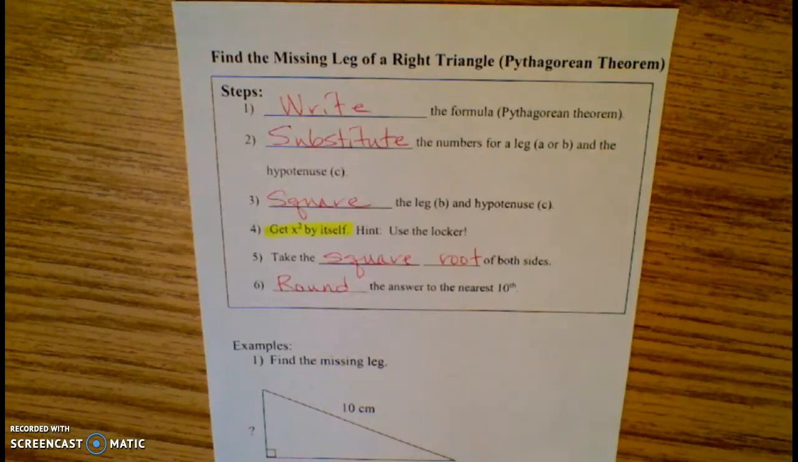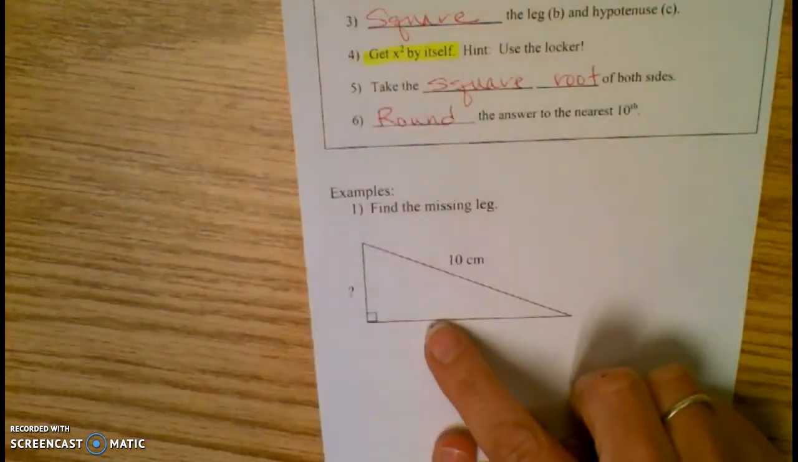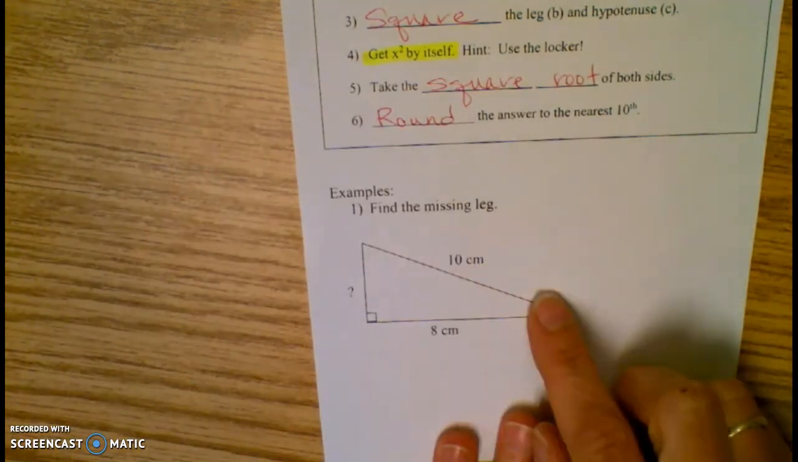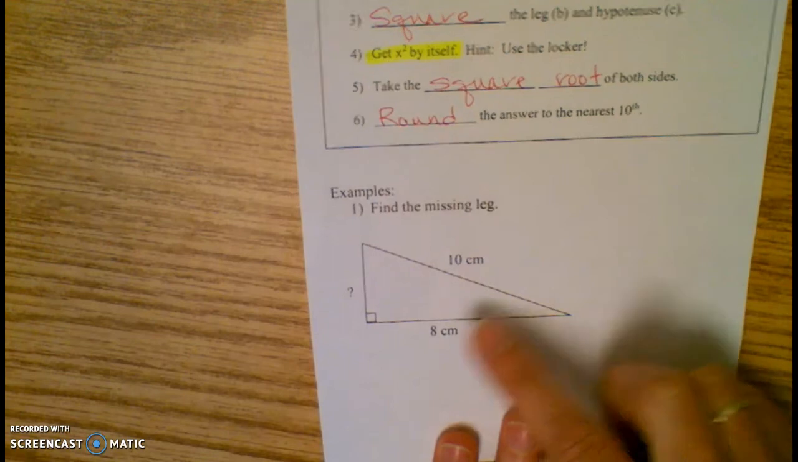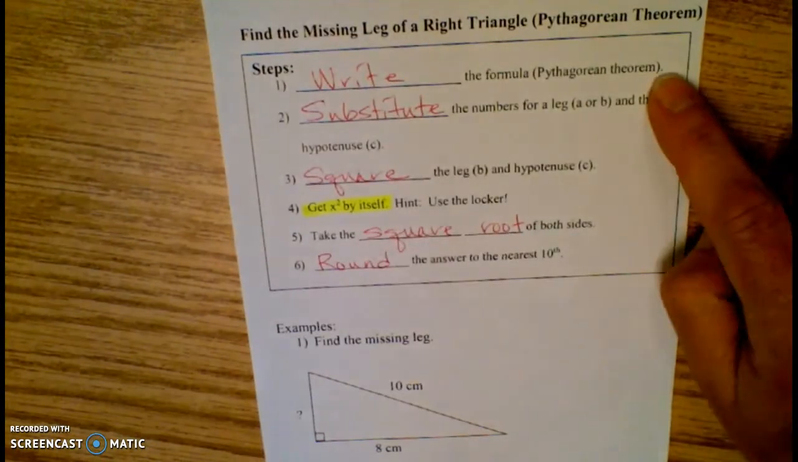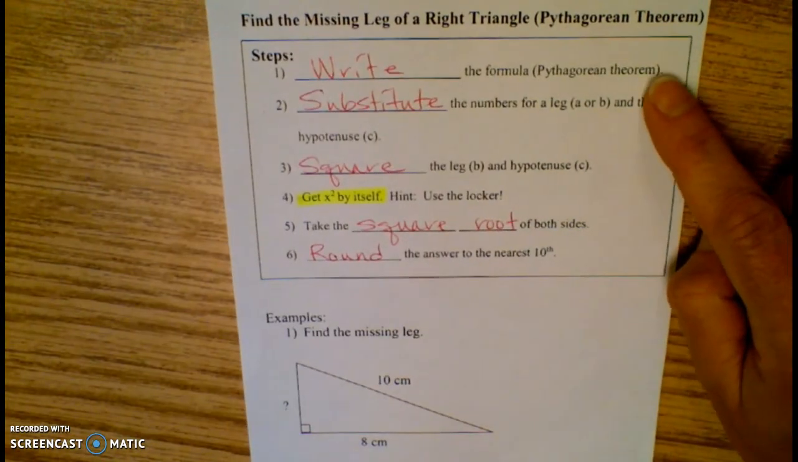Okay, for the third lesson on Pythagorean theorem, you're going to be seeing questions similar to this one. It is going to give you the hypotenuse this time. It's going to give you one of the legs, and what's missing is the other leg. So you're still going to be able to use our Pythagorean theorem, a squared plus b squared equals c squared.